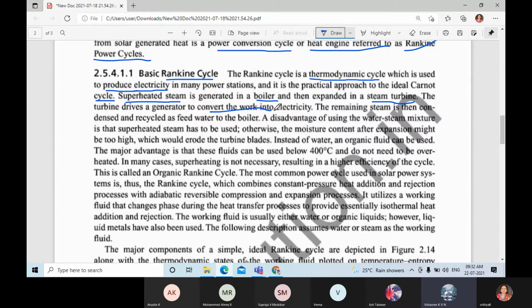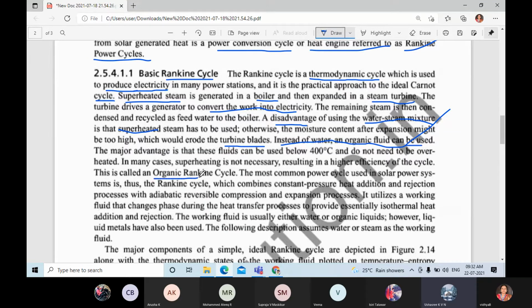There are disadvantages and advantages in a basic Rankine cycle. First, the disadvantage of using water steam: if you use water steam, the mixture becomes overloaded and then the turbine blades will get crowded. Instead of water mixture, we can use organic fluid. There is an advantage of using organic fluid, like temperatures can be below 400 degrees and do not need to overload, and this is called organic Rankine cycle.